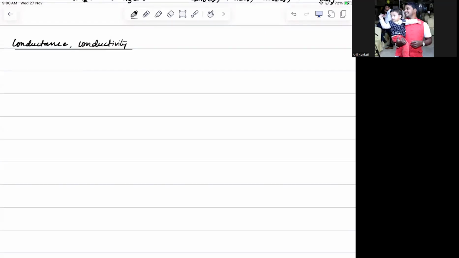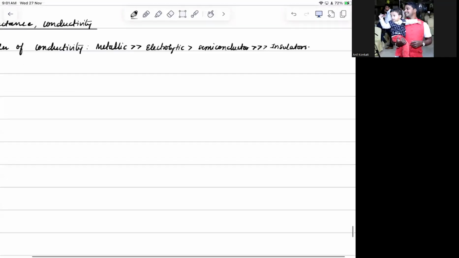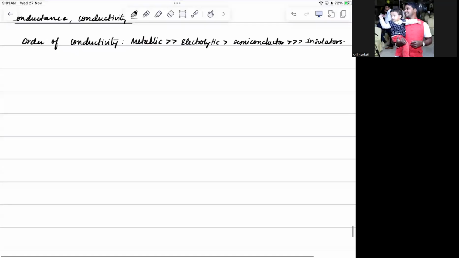See, there are four types of conductors generally: metallic conductor, electrolytic conductor, semiconductors, and insulators. So the order of conductivity will always be metallic conductor, which is way higher compared to that of electrolytic conductor, which is greater than that of semiconductor, which is way greater than that of insulators. Insulators are the least conducting things.